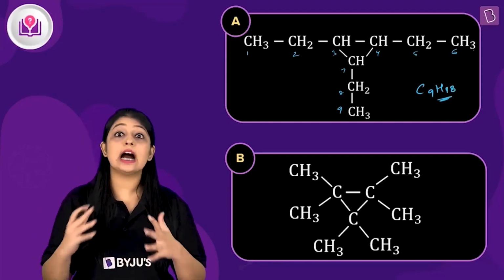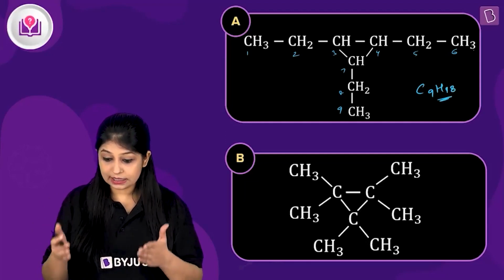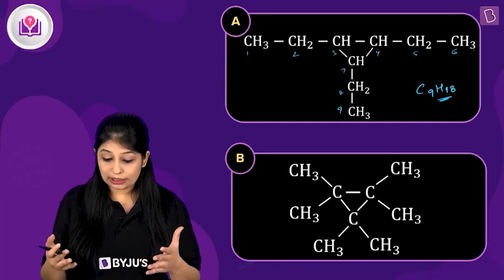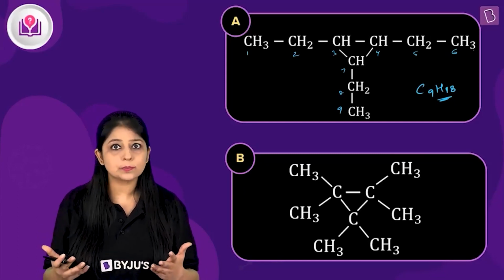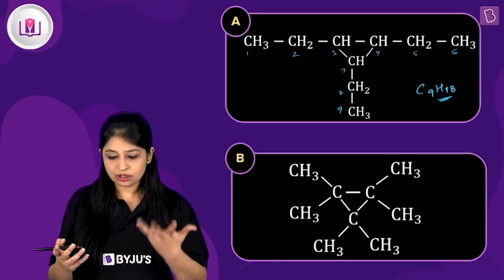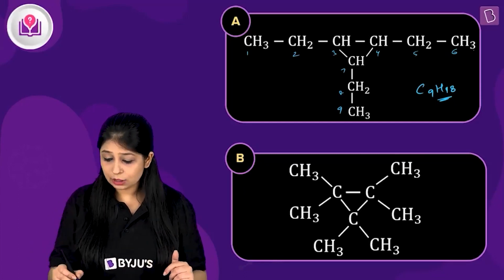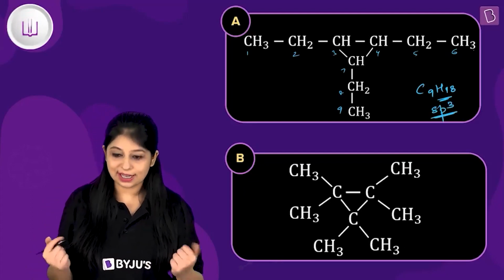Next it says all the carbon atoms should be sp3 hybridized. Well, as we can see here in compound A, all the carbon atoms are making sigma bonds, and each carbon atom is making 4 sigma bonds. Hence, yes, all the carbon atoms are sp3 hybridized.